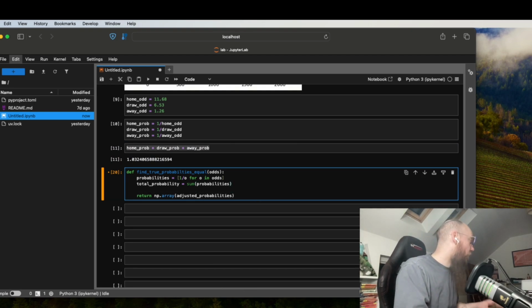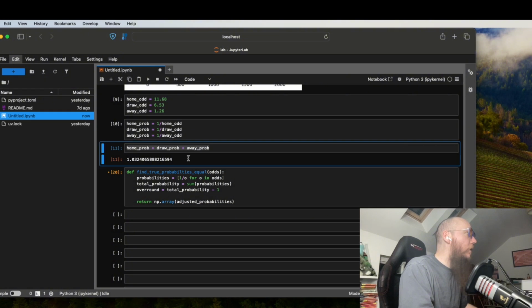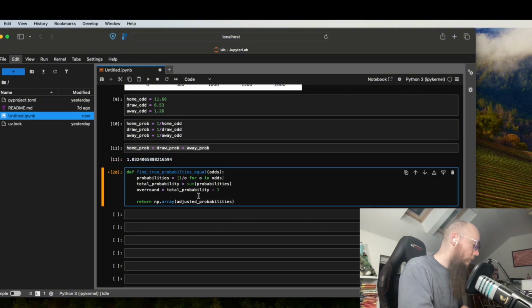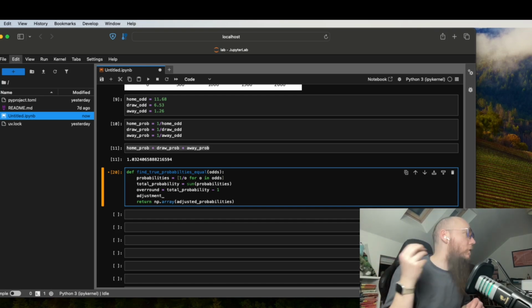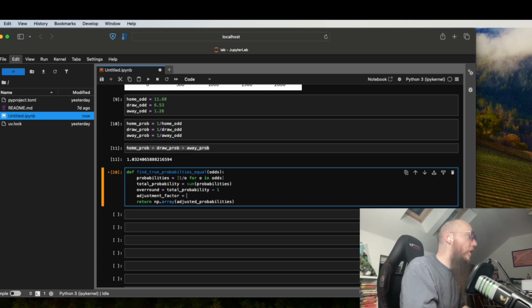The next thing we have to do inside this function is figure out what our overround actually is. So the overround is that total probability minus 1. That'll give us our 3% number that we have been conjuring with. We want to then figure out the adjustment factor that we need to adjust our probabilities by to get the true ones. So the adjustment factor, and remember we are assigning this equally across all of our odds, is equal to the overround divided by the len of the odds.